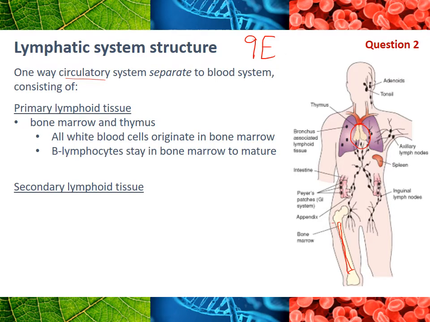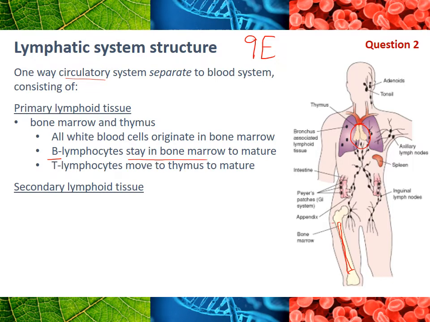So B lymphocytes, the reason they're called B cells is because they first develop in the bone marrow and then they stay in the bone marrow to mature. You might remember from year 11, all cells go through this process of differentiation and maturing into a certain type of cell. B cells do that in the bone marrow, which is why they're called B cells.